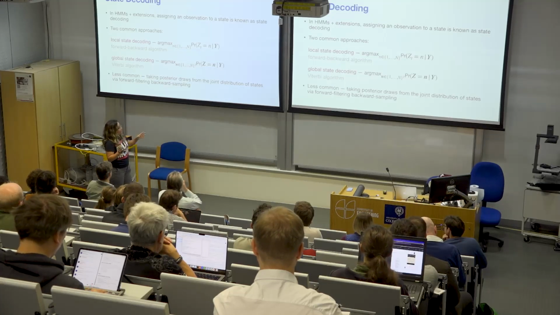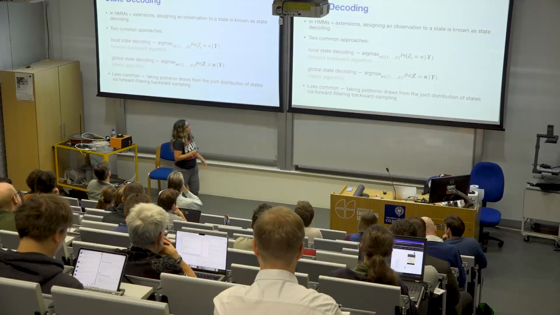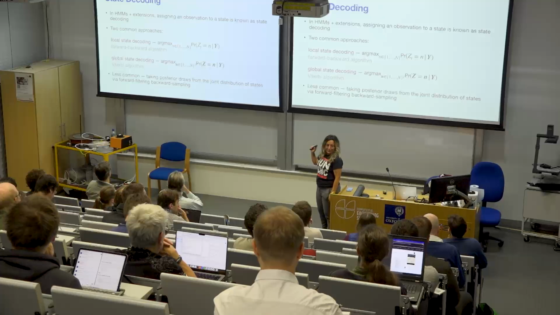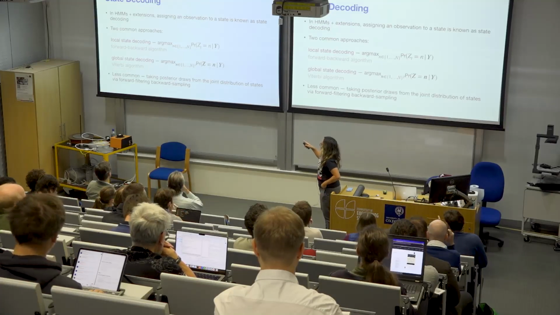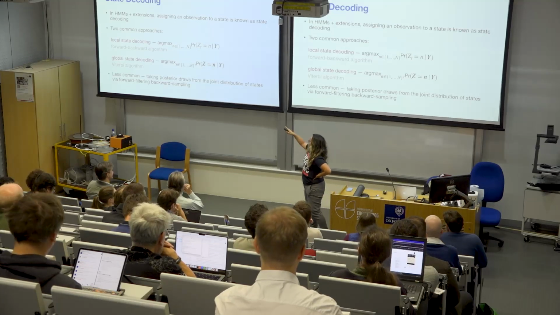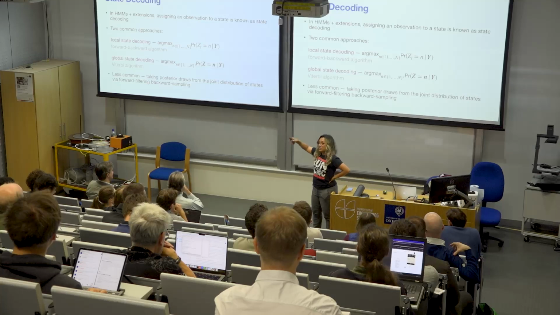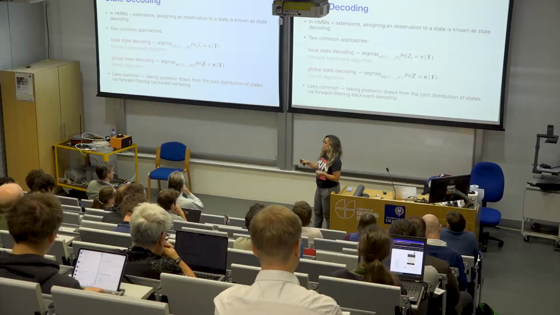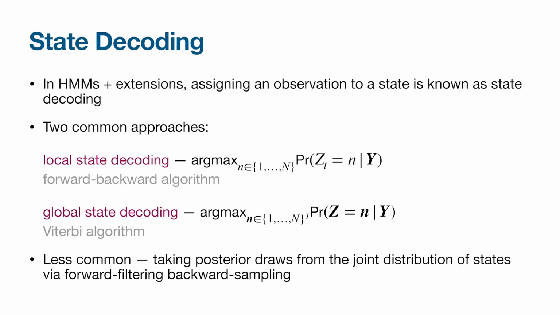State decoding in HMMs and extensions. Assigning an observation to a state is known as state decoding, and there are two common approaches. What's nice about Stan, I think it includes all three. Maybe. It at least includes the local state decoding, and I think the posterior draws as well. So there's local state decoding, where you get the marginal probability of the states, and then global state decoding, which is the most likely state sequence that could have generated your data. Less common, but quite easy, is to sample from the joint posterior distribution of the states to get sequences of states that could have generated your data.